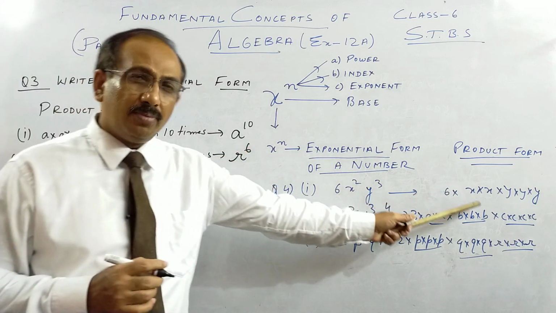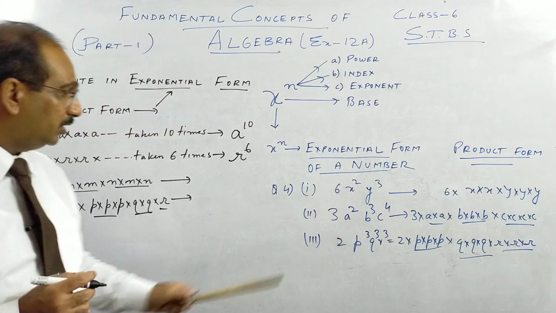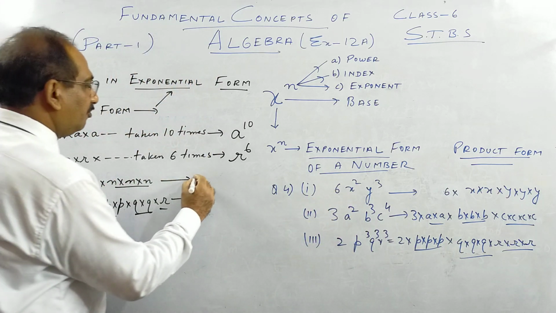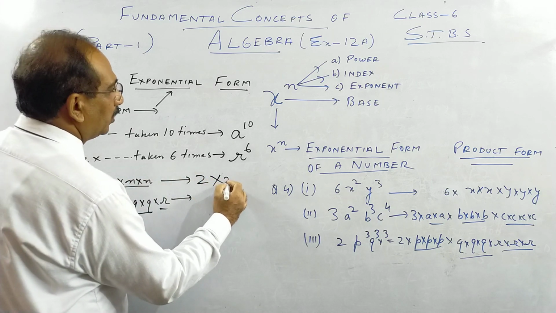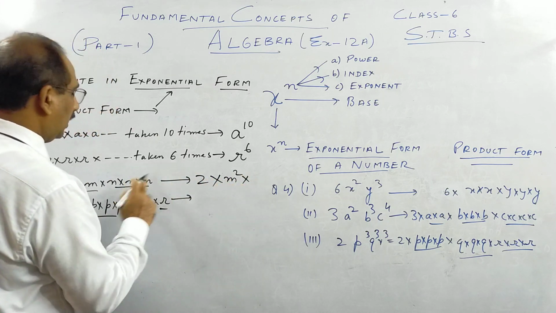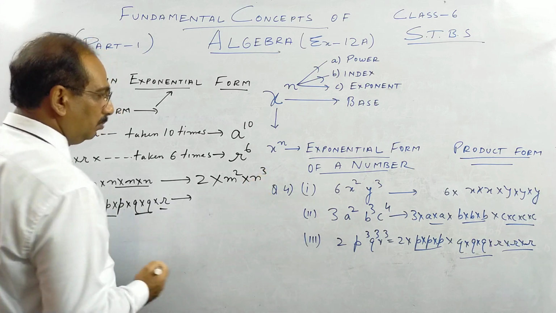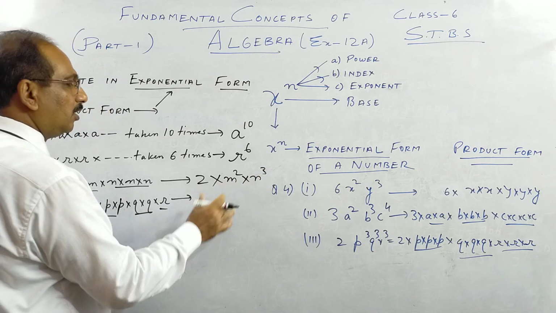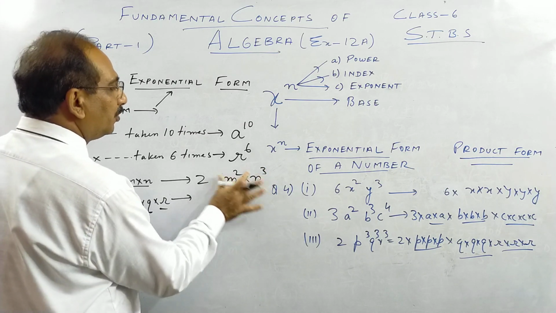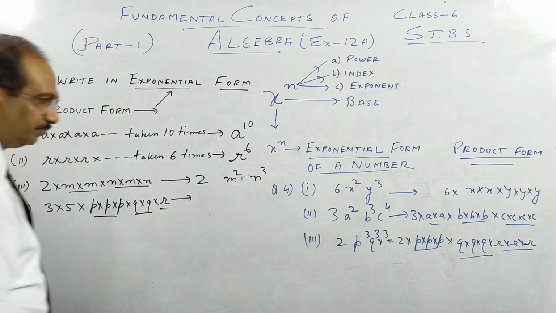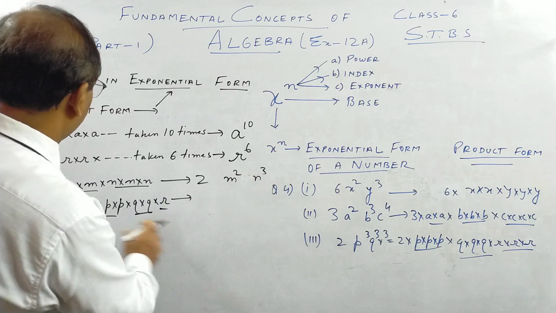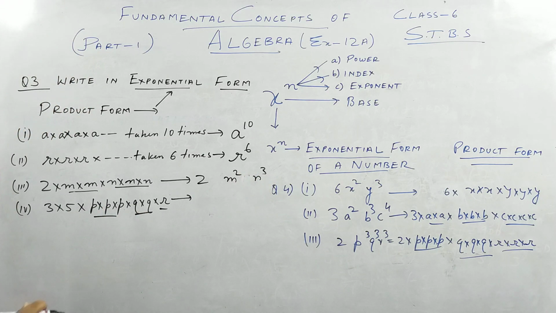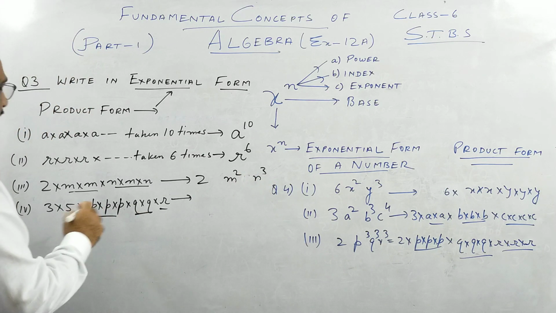So see, product forms are always bigger, exponential forms are smaller. In the same way here 2 remains 2, m is twice, so it is m square, n is thrice, n cube. You may give the multiplication sign or you may not give it. If you don't give it also, not a problem. Okay, nothing means there is a multiplication in between, children. So here it is 3 fives are 15.